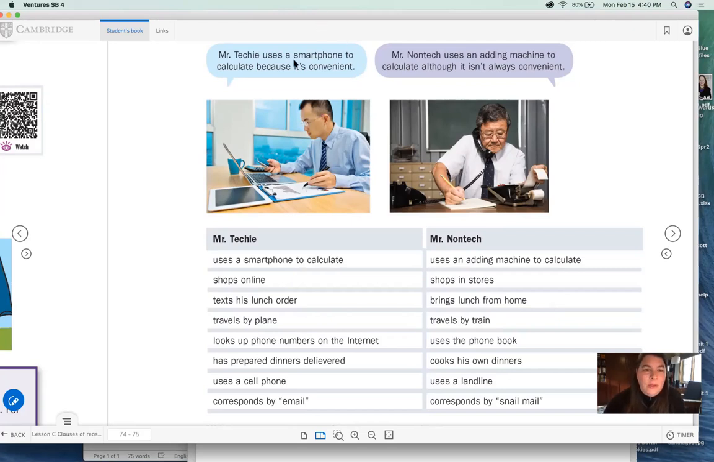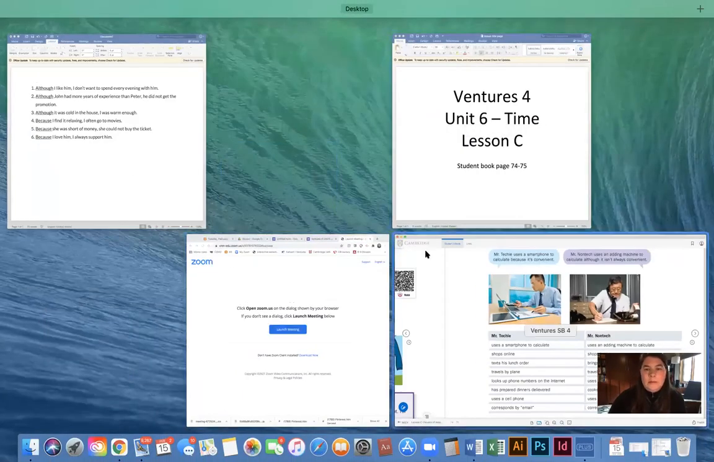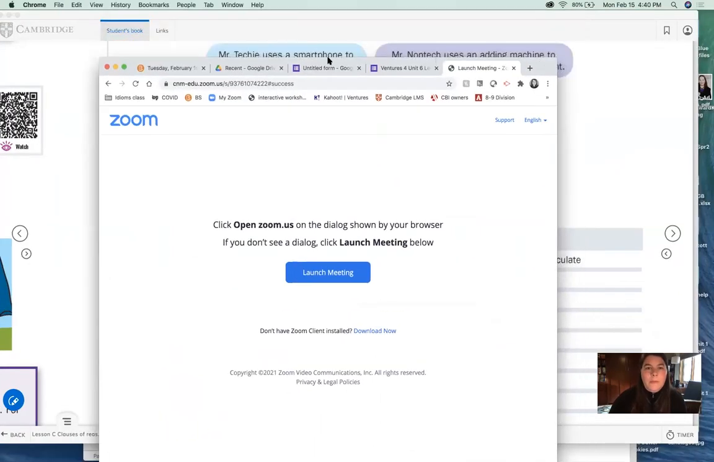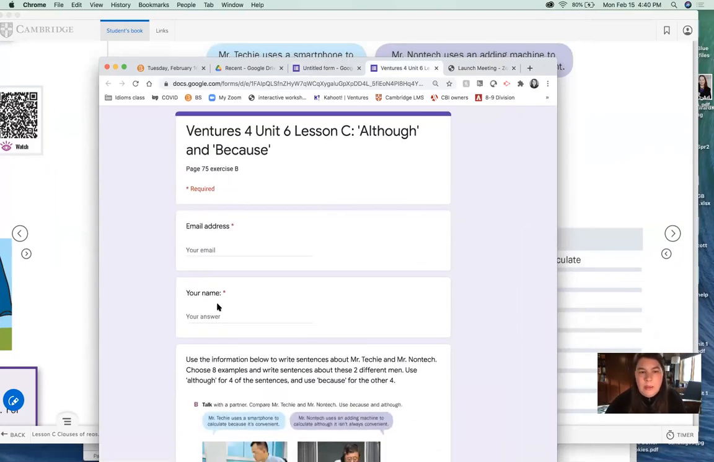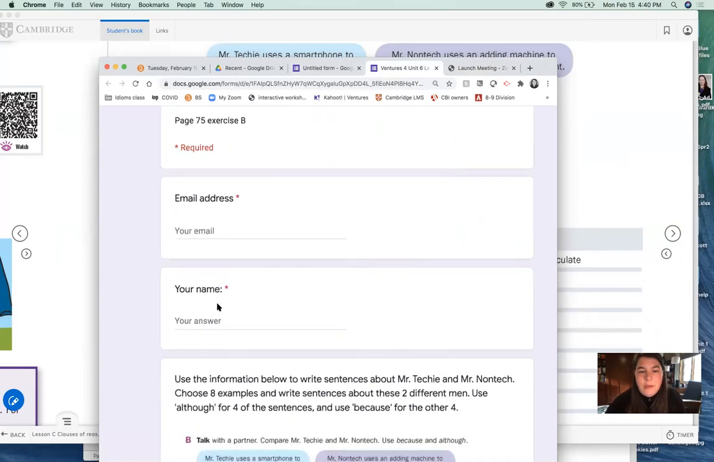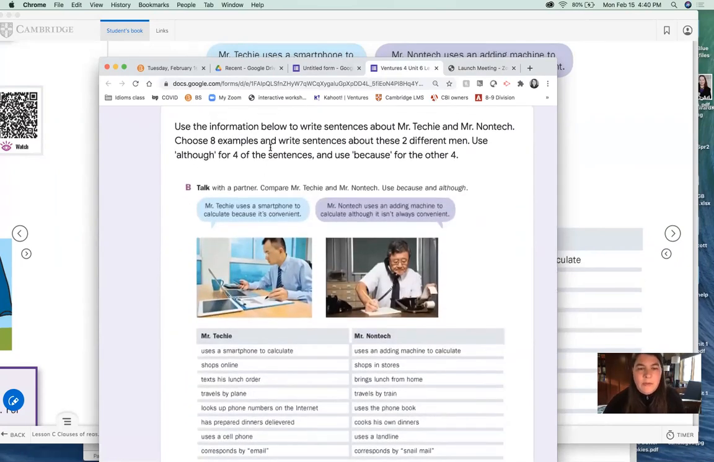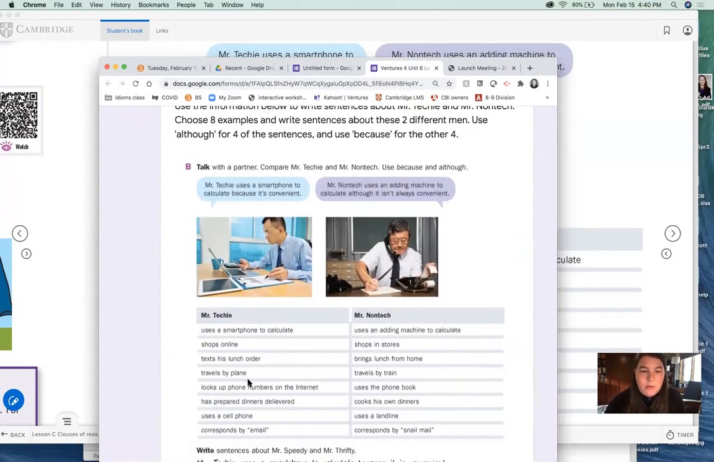The way I have it for you here, let me find, 1 second. Here we go. It's in this form. So the form looks like this, right? Email and your name so I can send it back to you. Here's the same picture. It says use the information to write sentences. Choose 8 examples. So there's 1, 2, 3, 4, 5, 6, 7, 8. There's 16. You can just choose 8. So only half of them. But use although for 4 of the sentences and use because for the other 4.